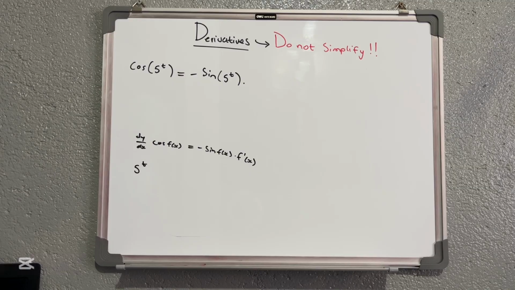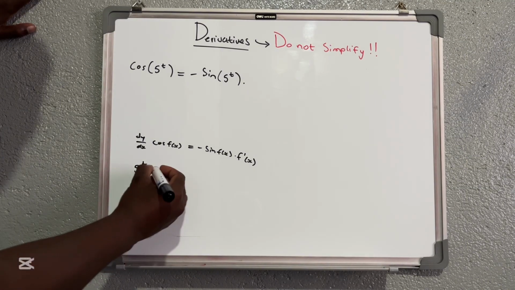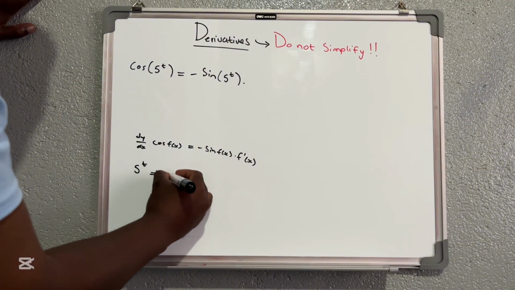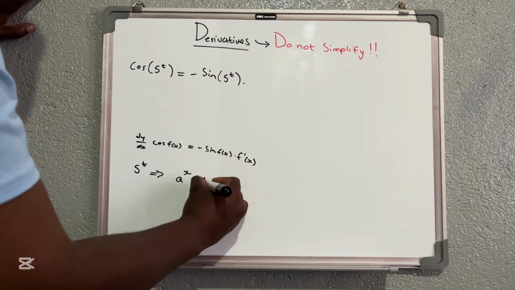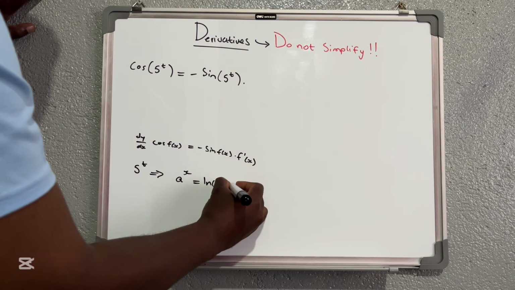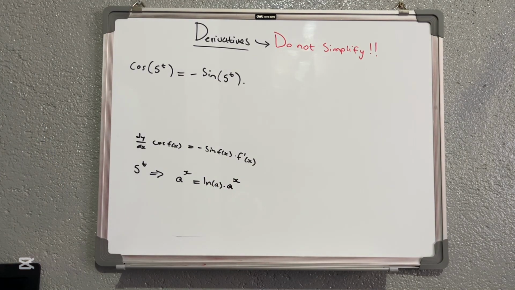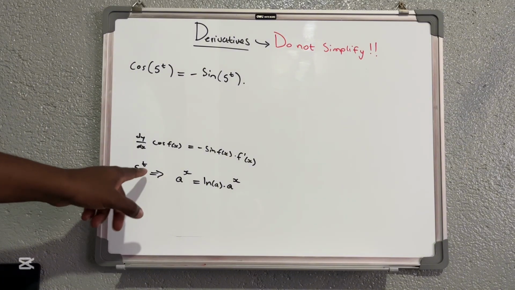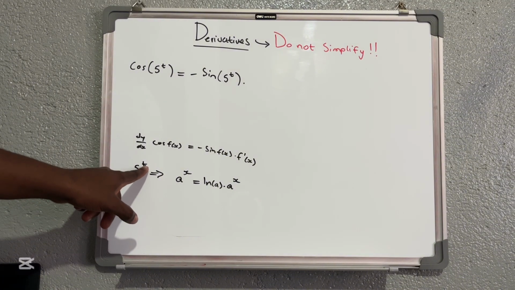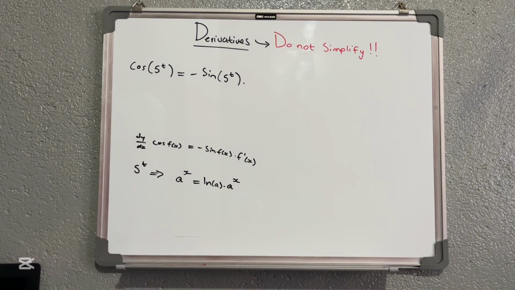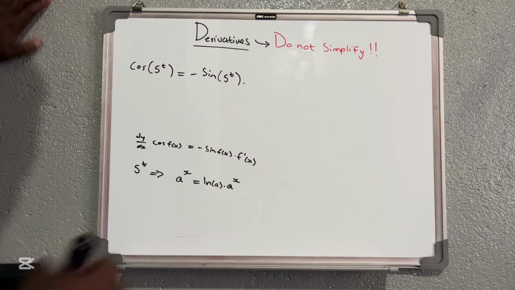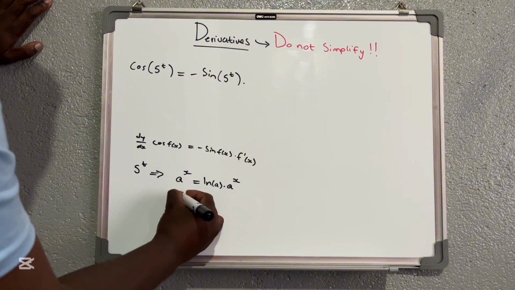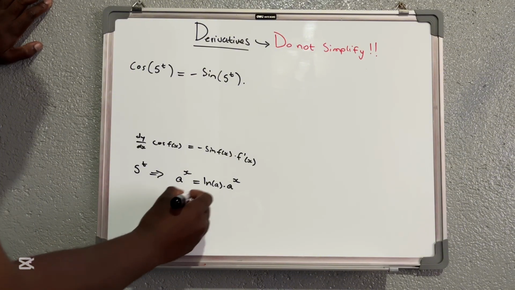Then we ask ourselves which rule is there for this one. We know for this one, the rule that we have is when we're having something like a to the exponent x, which is equal to ln of a multiplied by a to the exponent x. So you notice in this instance here, we're only having a constant, which is t. We're not having a function. So hence, that's why I used this one, not the one where you're having a to the exponent f of x.